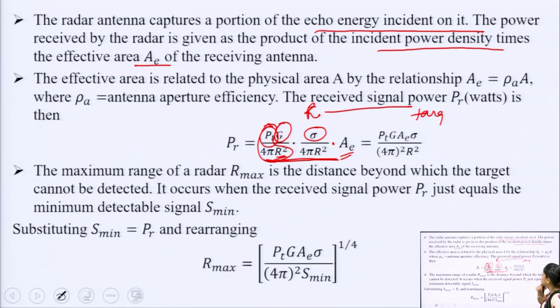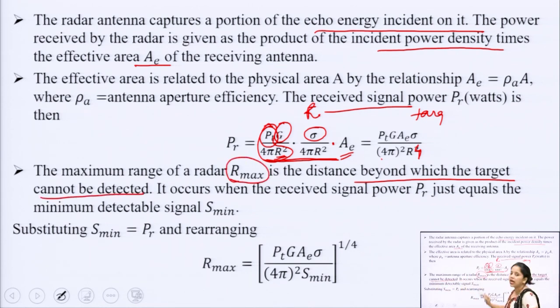So now the equation changes into PT G AE sigma upon (4 pi) square, and R to the power 4. The maximum range of the radar, given by R max, is the distance beyond which the target cannot be detected.